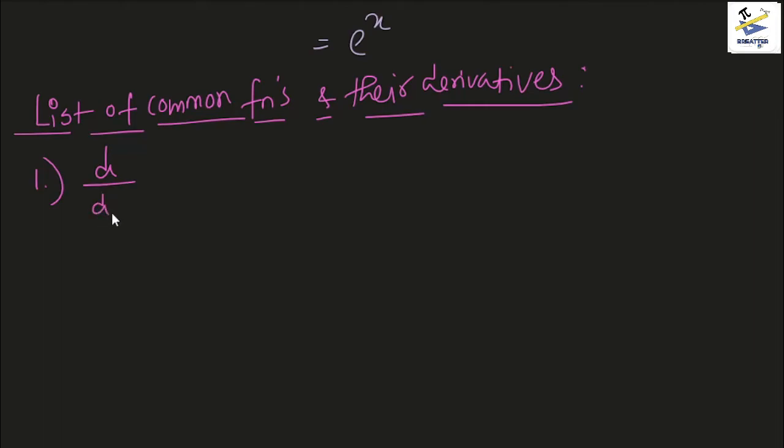Derivative is usually written as d dx, where x is the derivative variable, and in bracket we write the function which we are differentiating. So this is the format that I am also going to use.